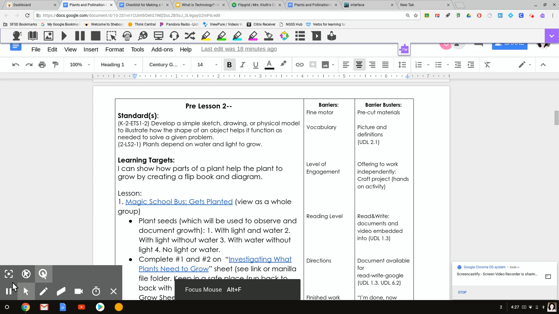In pre-lesson 2, we recreated an investigating what plants need to grow observation form for the students. This allowed them to draw or sketch their observations as opposed to only showing this in written form. This allowed some of our students that struggle with writing concepts and vocabulary to display their learning in another method.